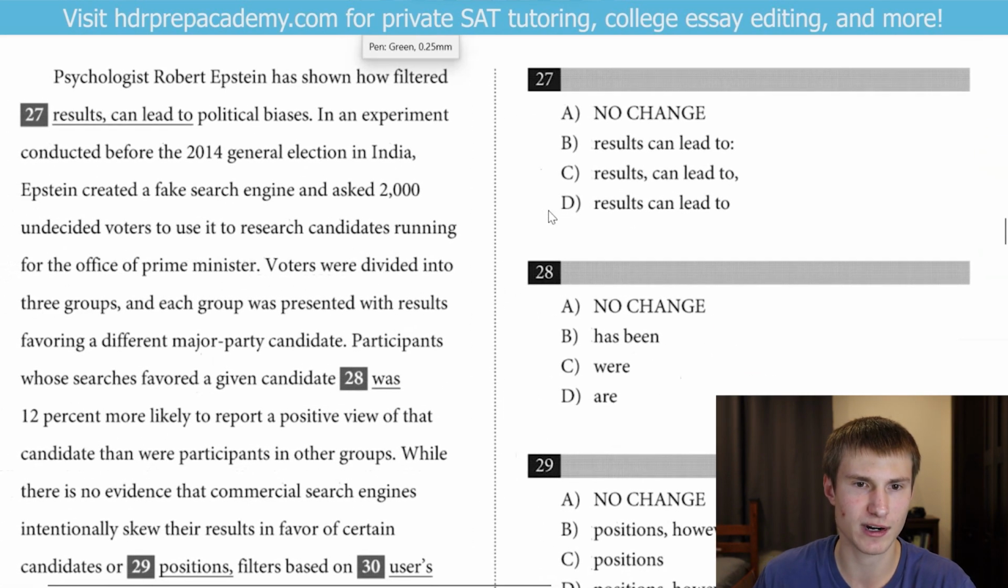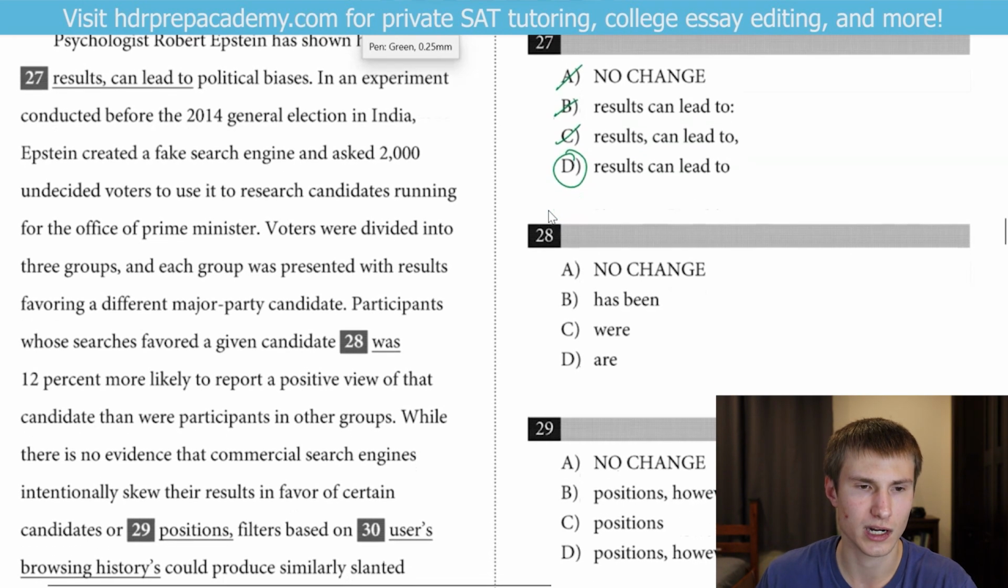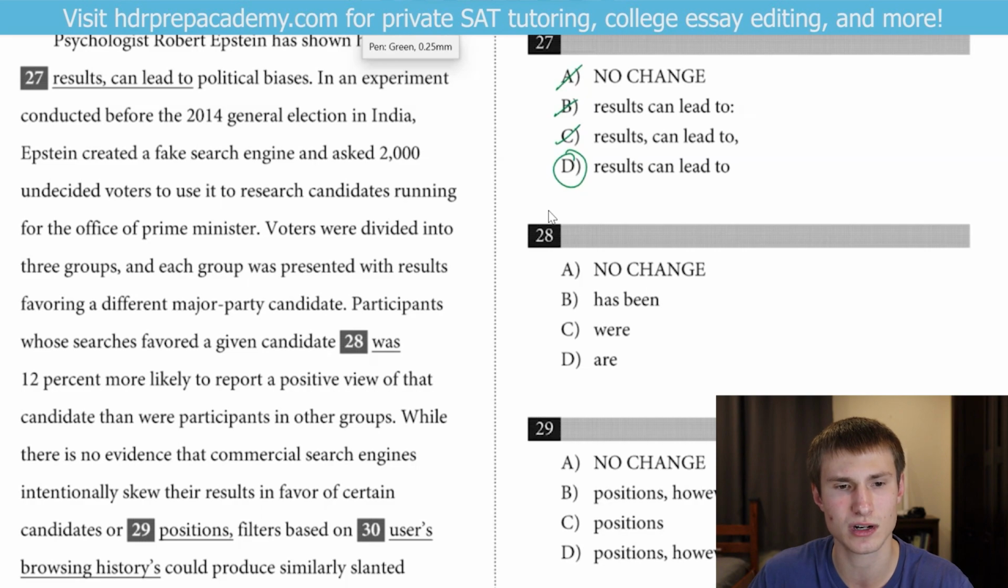Psychologist Robert Epstein has shown how filtered results can lead to political biases. There's no need for any punctuation there. We're not splitting up an independent clause from another independent clause. There's just no need for punctuation. In an experiment conducted before the 2014 election in India, Epstein created a fake search engine and asked 2,000 undecided voters to use it to research candidates running for the office of prime minister. Voters were divided into three groups, and each group was presented with results favoring a different major party candidate.